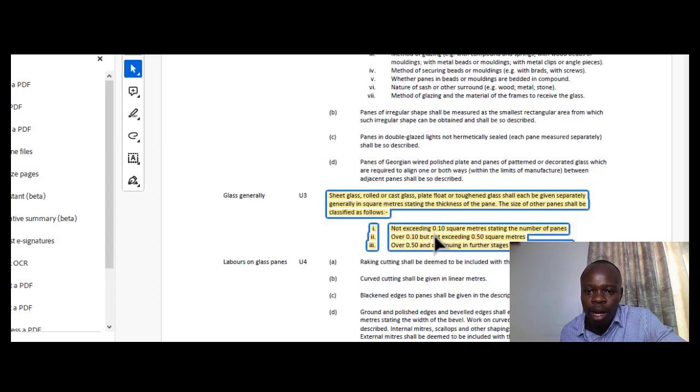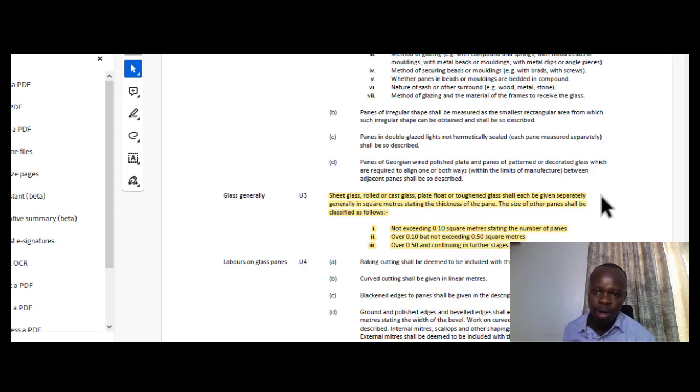For stage 1, you have not exceeding 0.1 square meters, stating the number of panes. Then over 0.1, but not exceeding 0.5 square meters. Then over 0.5, and continuing in further stages of 0.5 square meters.